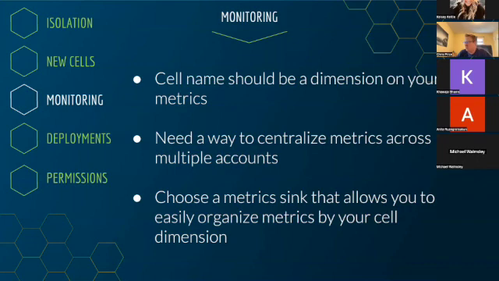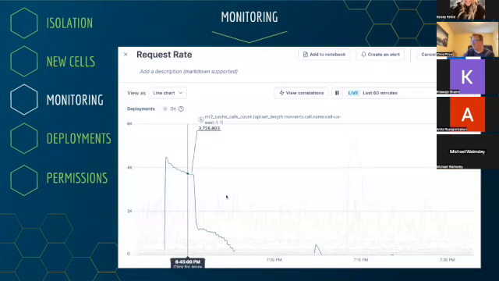But there's tons of other metrics tools that you can choose that have this one minimal required capability of being able to group metrics by this cell dimension. So there's New Relic, Datadog. The one that we're using is called Lightstep. This is a screenshot from one of our dashboards on Lightstep.